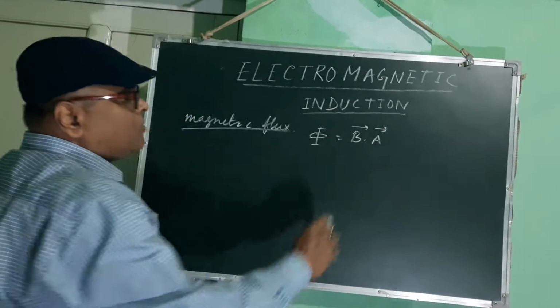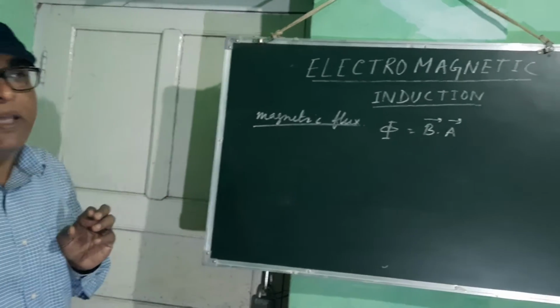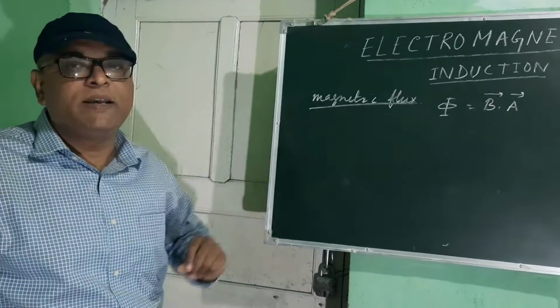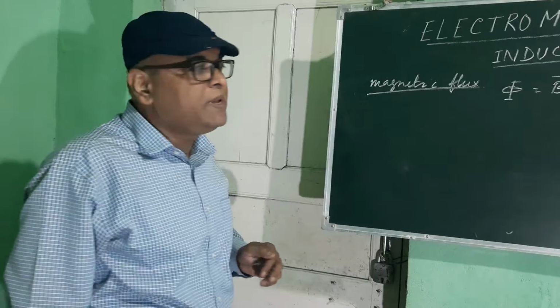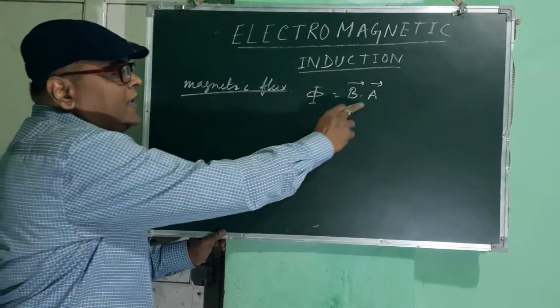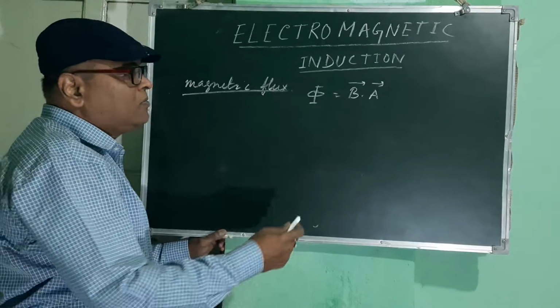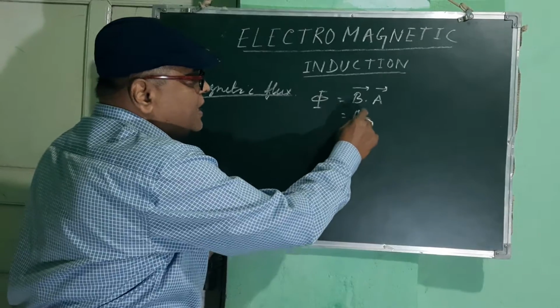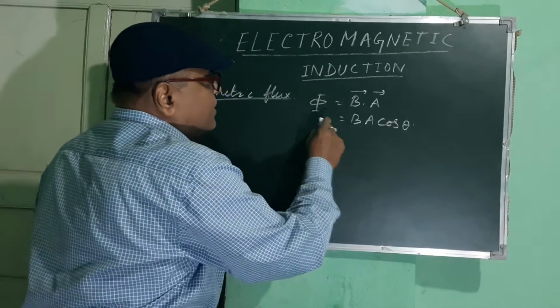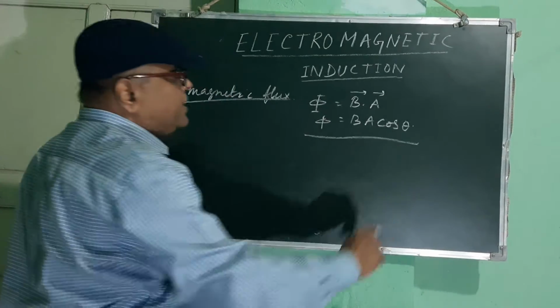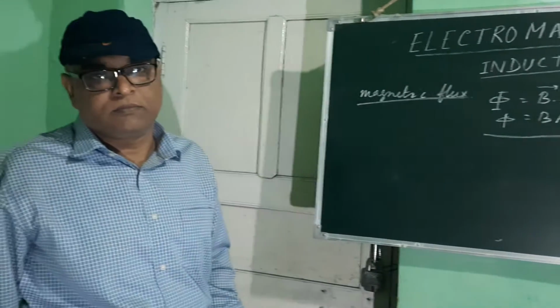Everyone knows this: magnetic flux phi is equal to B dot A. Now, what is B? B is the magnetic field and A is the area. So phi is equal to BA cos theta.